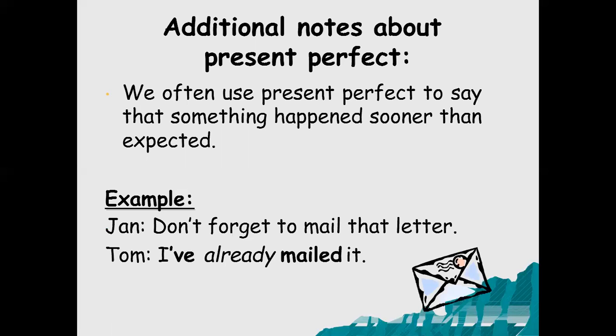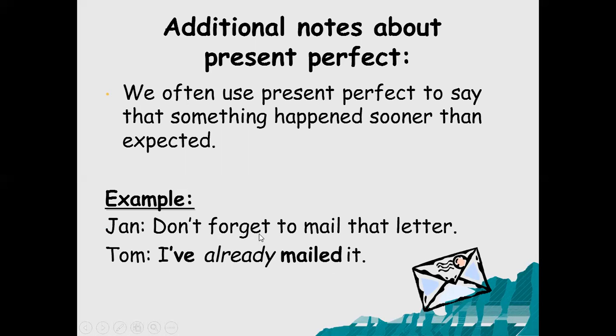For example, we often use present perfect to say that something happens sooner than expected. Okay. So it means sesuatu yang terjadi lebih cepat dan sesuai dengan harapan ya. So we have an example. We have a conversation between Jen and Tom. Jen said, don't forget to mail that letter. Then Tom replied, I've already mailed it.